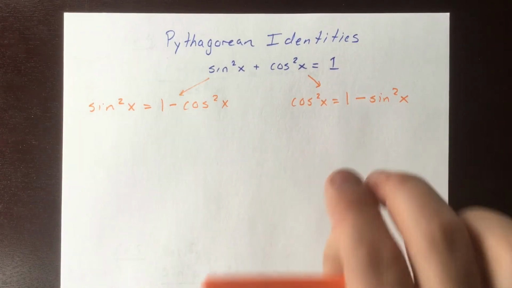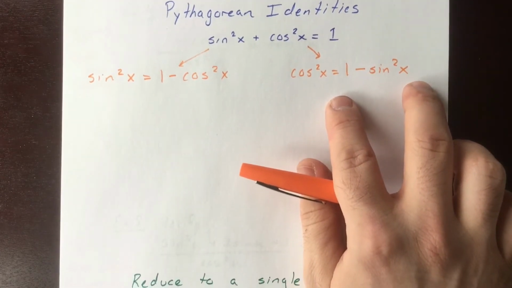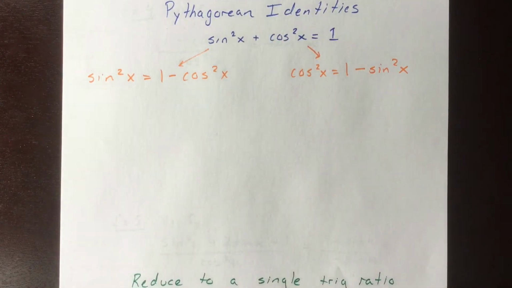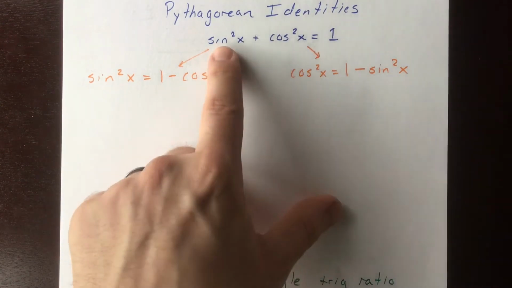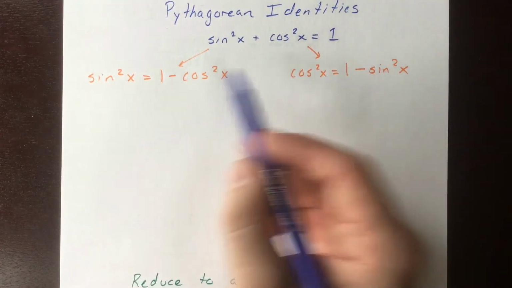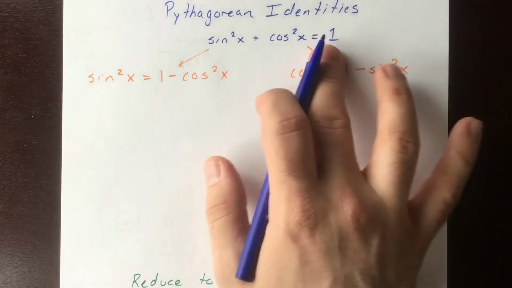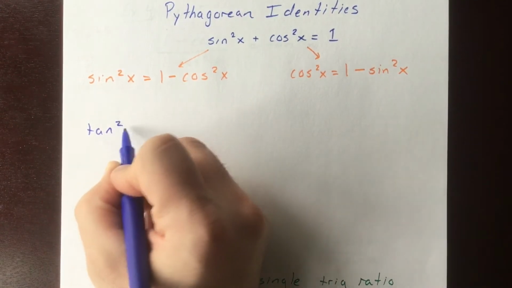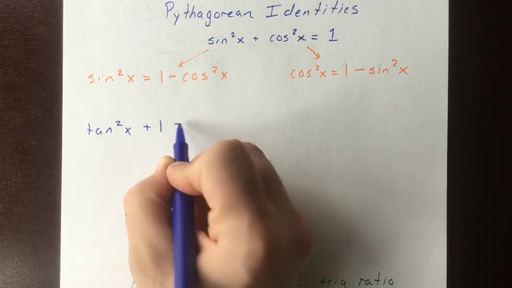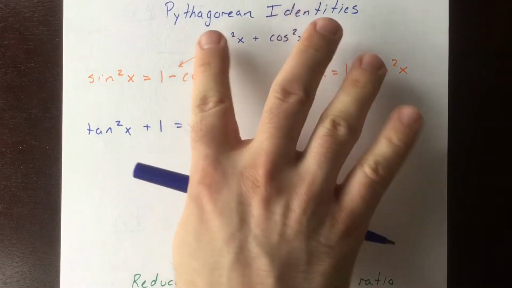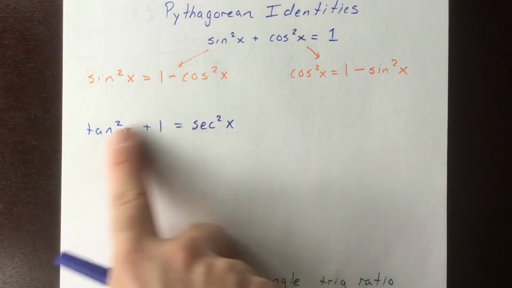And even better is if I take this Pythagorean identity and divide everything by, let's say, cosine. If I divide everything by cosine, we get a new set of identities. So we have 1, 2, 3 identities so far. Dividing everything by cosine squared of x gives us tangent squared of x plus 1 equals 1 over cosine squared of x, or just secant squared of x. So from this, we have an identity for secant squared of x.